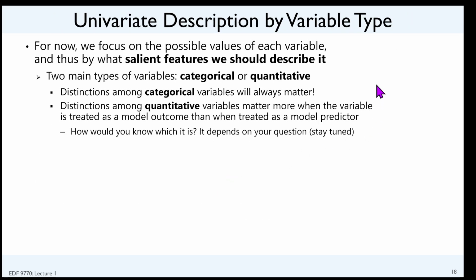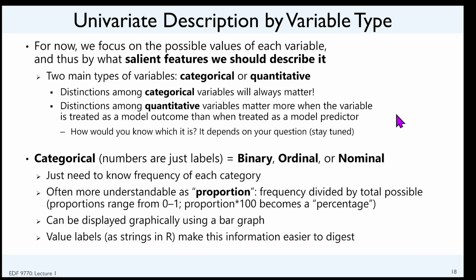So for now, we focus on what kinds of features we would need to describe different kinds of data. Differences among categorical variables are always going to matter. Differences among different kinds of quantitative variables, whether it's continuous-ish or not, matter more when it's an outcome. So for categorical, all you need to know is the frequency per category, the end. That's the only thing that's relevant.